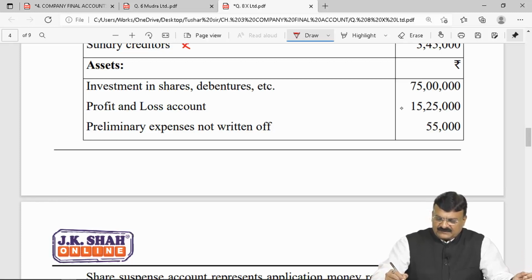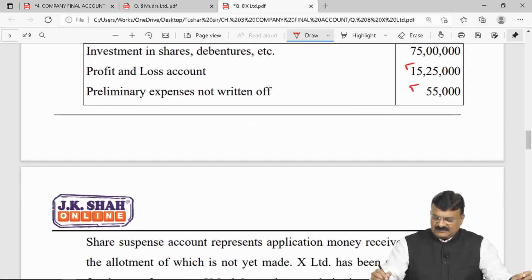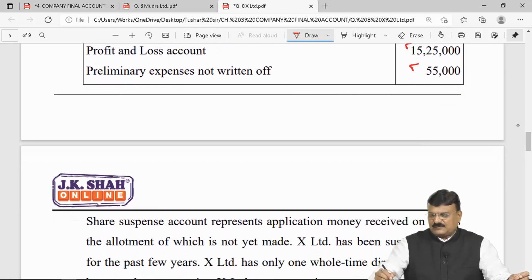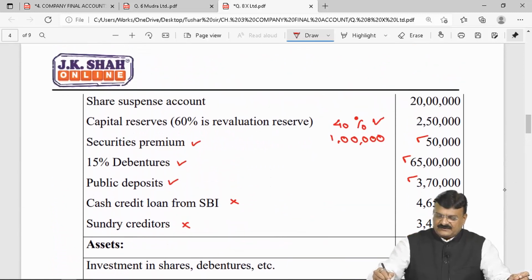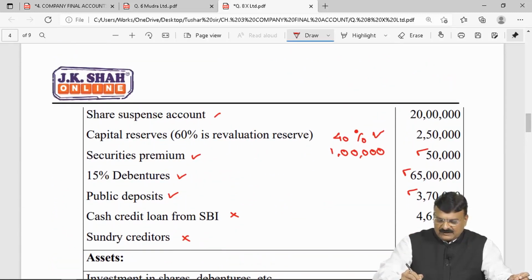Profit and loss account, yes, has to be deducted. Preliminary expenses not written off has to be deducted. They both are fictitious assets. Share suspense account represents application money received on share allotment which is not yet made. So this is share application money pending allotment, and it cannot be taken for effective capital.